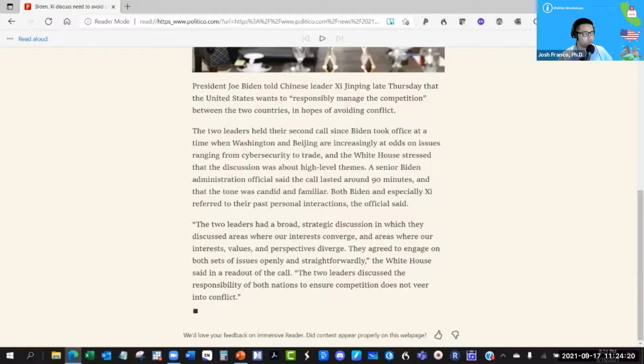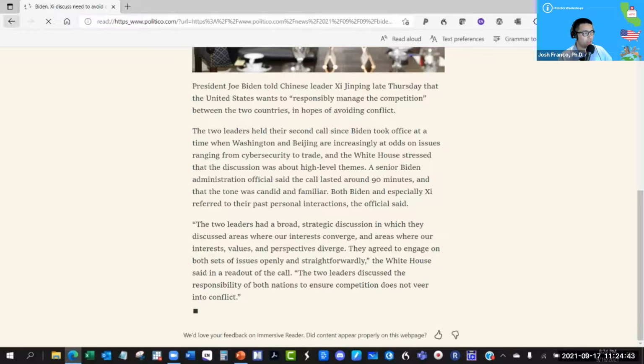Quote, the two leaders had a broad strategic discussion in which they discussed areas where our interests converge and areas where interests, values and perspectives diverge. They agreed to engage on both sets of issues openly and straightforwardly, the White House said in a readout of the call. The two leaders discussed the responsibility of both nations to ensure competition does not veer into conflict.